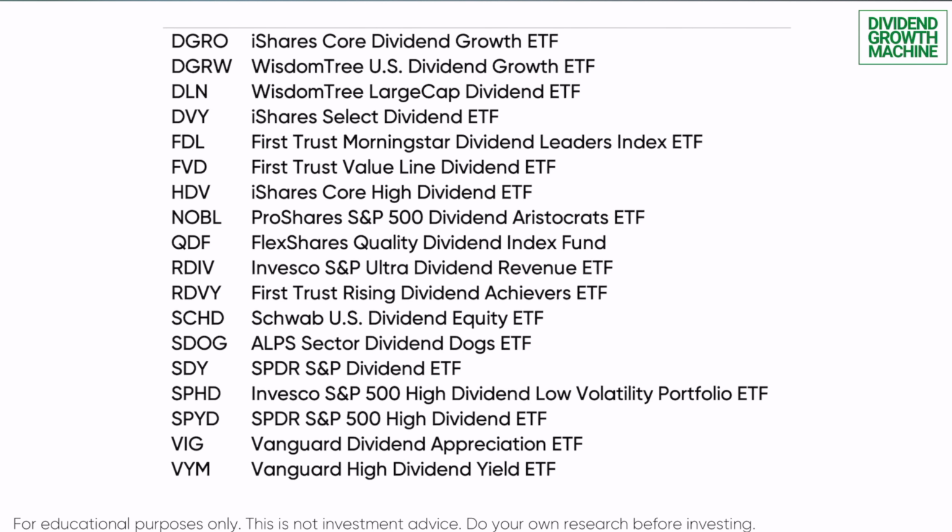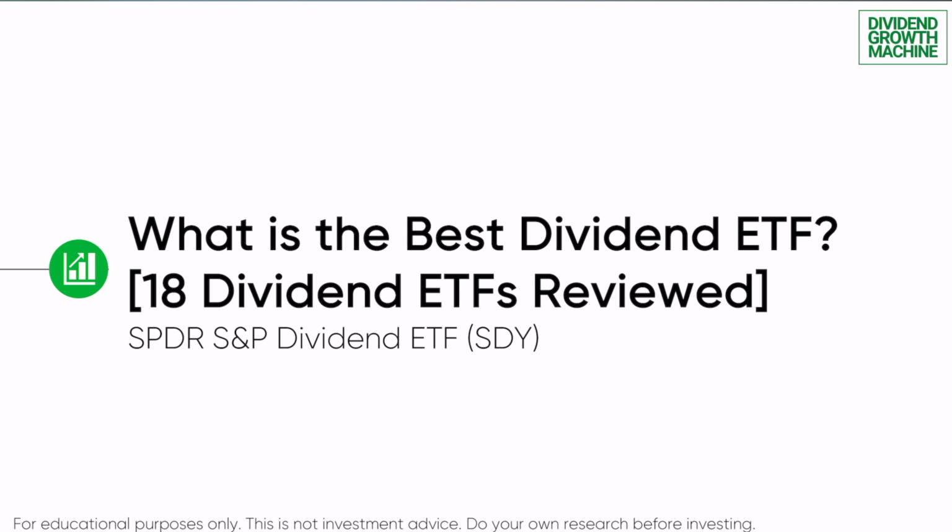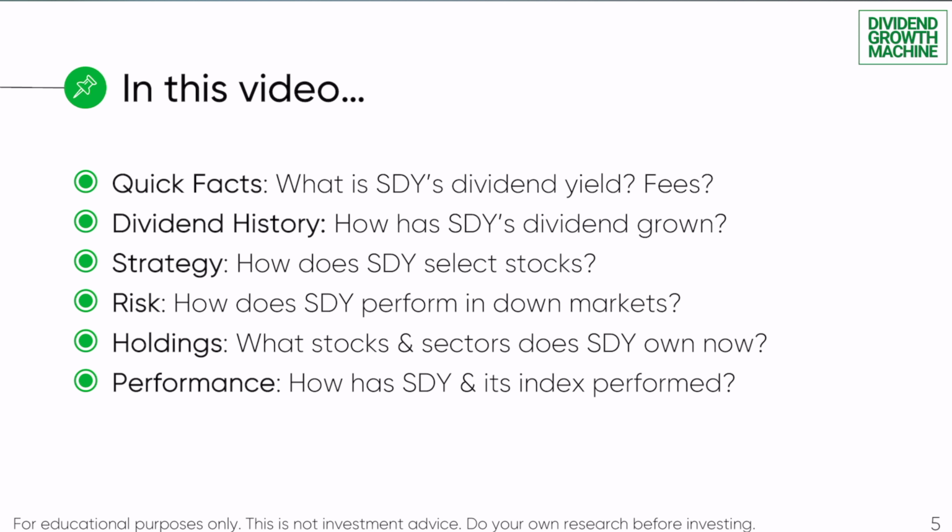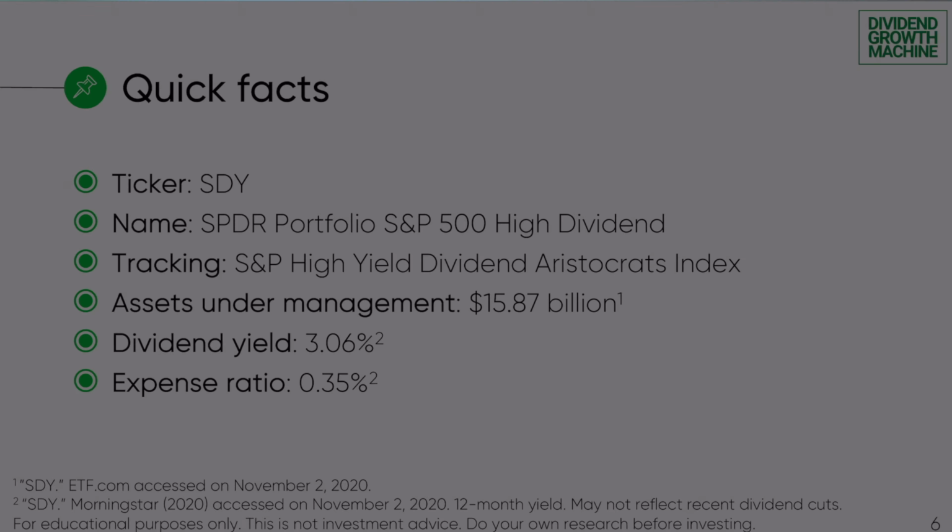So back to today's video, we are going to be looking at the SPDR S&P Dividend ETF, ticker symbol SDY. Just like the other videos, we're going to be looking at dividend yield and fees. Then we'll take a look at the distribution history, how the SDY dividend has grown. We'll look at strategy, how SDY ends up with the stocks that it does. Look at performance in down markets and also performance going back to the early 1990s on this one. And then which stocks and sectors does SDY hold right now?